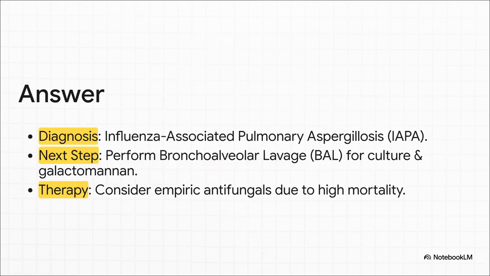The most likely diagnosis here, given the severe flu and steroids, is influenza-associated pulmonary aspergillosis, IAPA. Your next diagnostic step is to arrange for a BAL to send for culture and galactomannan. But here's the crucial management step. You don't wait for those results. The mortality for IAPA is so high that you should strongly consider starting empiric antifungal therapy right away, likely with liposomal amphotericin B, while you wait for that definitive diagnosis.